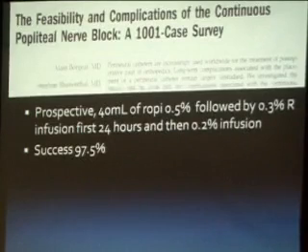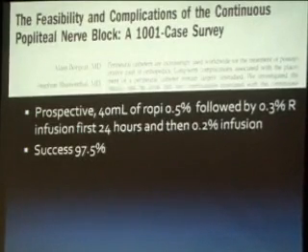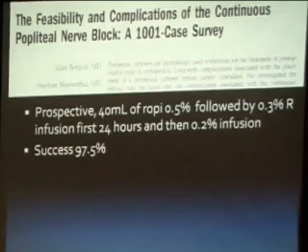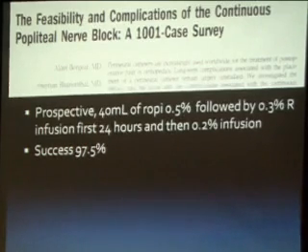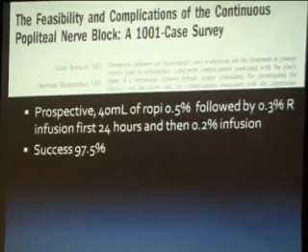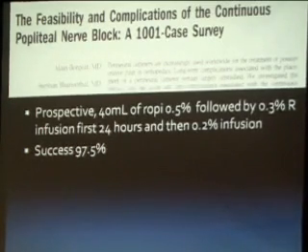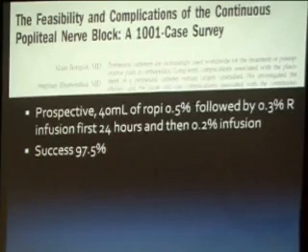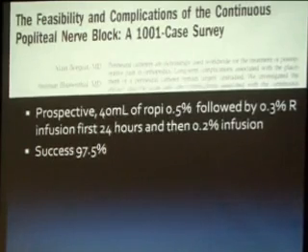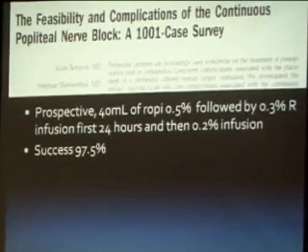Then came the bigger study that gave me some insight into the whole thing. I sent them home with a home regional with an elastomeric pump, and Alain Bourgeat from Switzerland did a study. He looked at 1001 cases, and he gave 40 mL of 0.5% ropivacaine followed by 0.3% for the first 24 hours and then a 0.2% infusion.